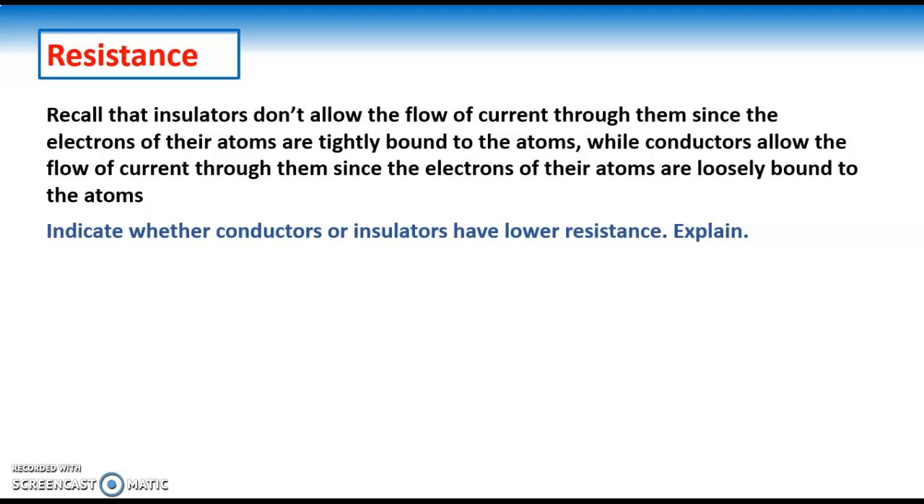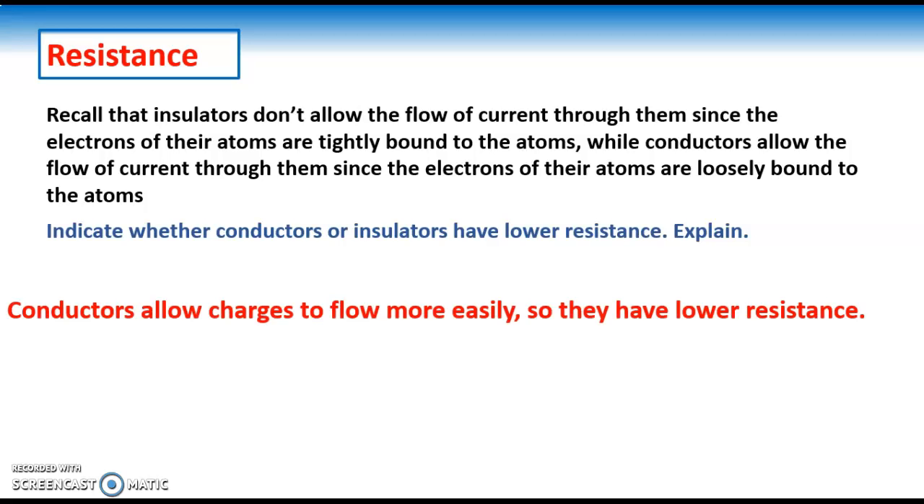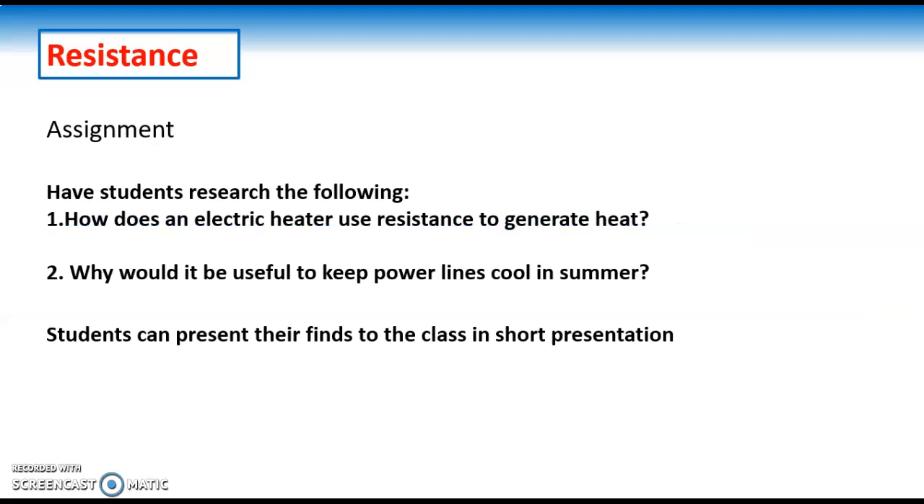That's why, what do you think? Indicate whether conductors or insulators have lower resistance and explain. So those that allow more flow of current have less resistance for sure. They do not resist, they respond directly and allow the flow of the current. So conductors allow charges to flow more easily, so they have lower resistance.